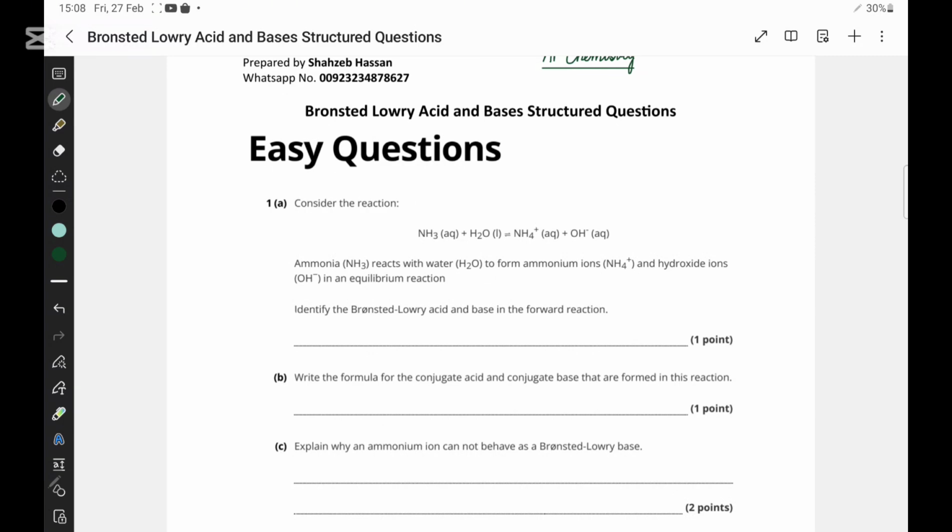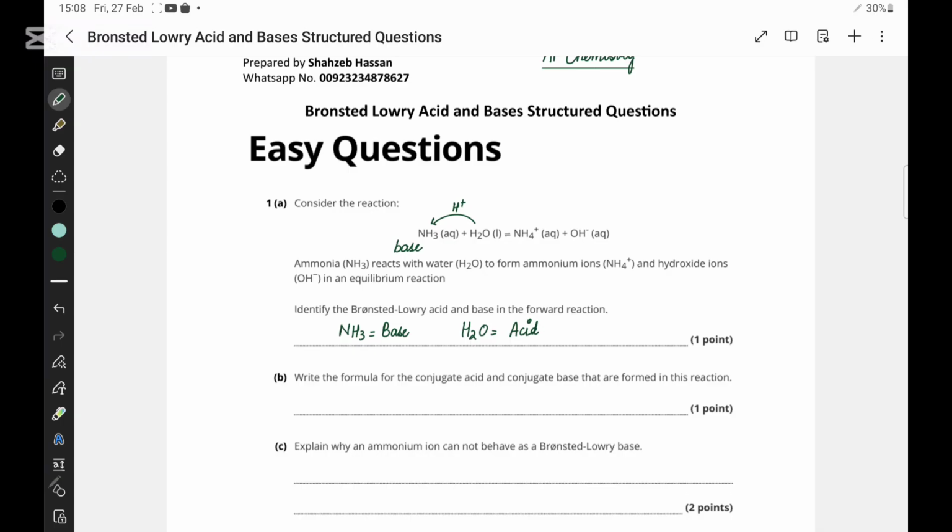So you can see in the forward reaction, this ammonia is accepting a proton from water. A proton from water has gone to ammonia. So ammonia is accepting a proton. A proton acceptor is a base. So ammonia is going to be the base, while water is donating a proton, so water is acting as an acid. This fulfills the definition of an acid and base.